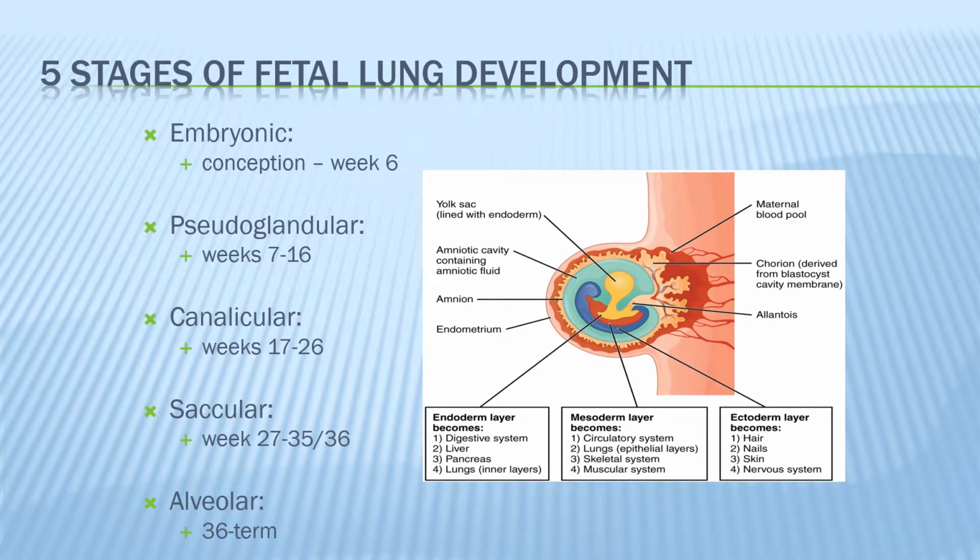Okay, on this slide, we're going to take a look at the 5 stages of fetal lung development. First, let's take a look at the picture. This is a picture of what's called an embryonic disc, and this is where the embryo has implanted into the uterine wall. You see the maternal blood pool there and the chorion.